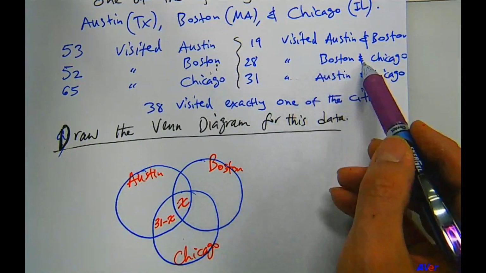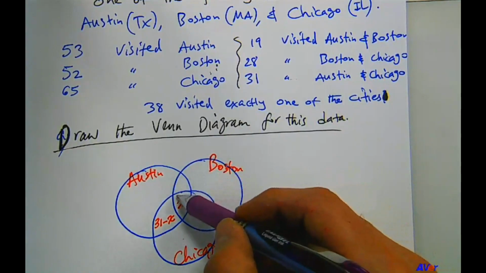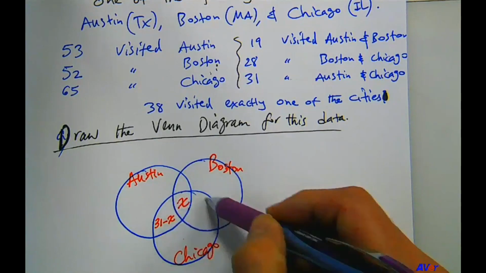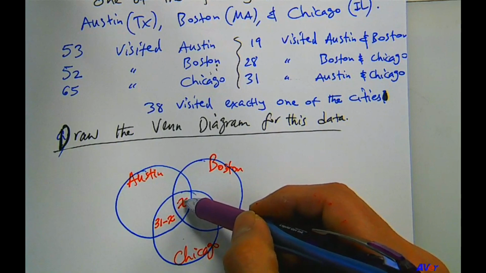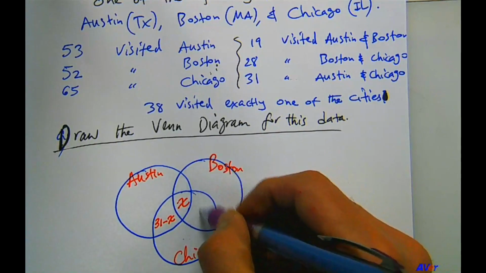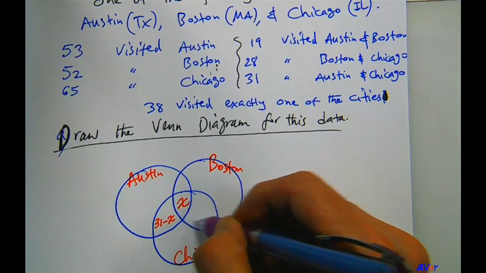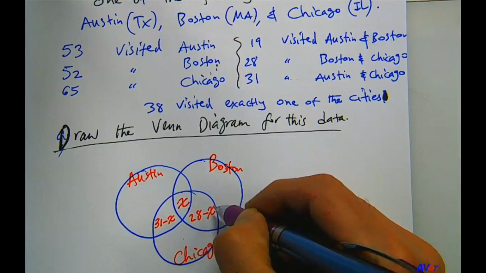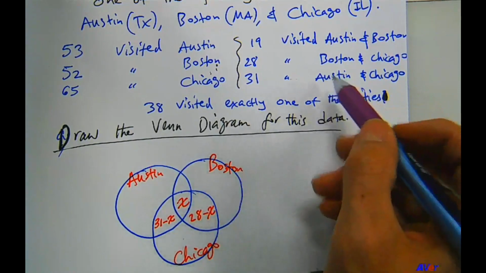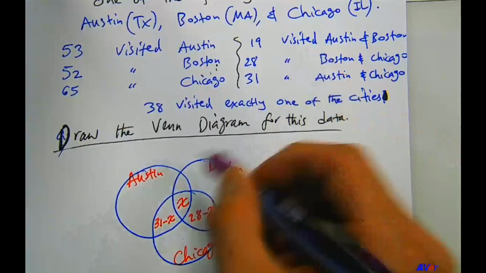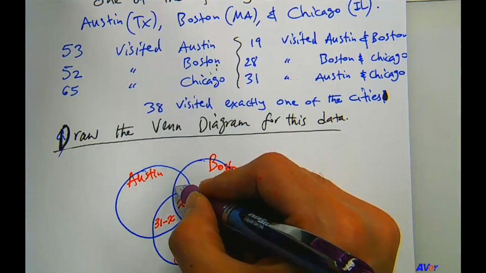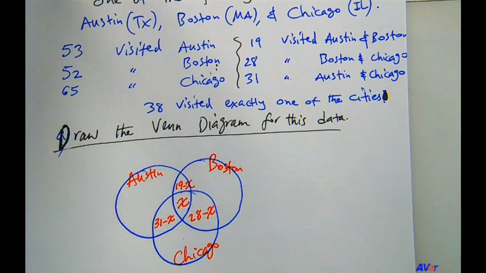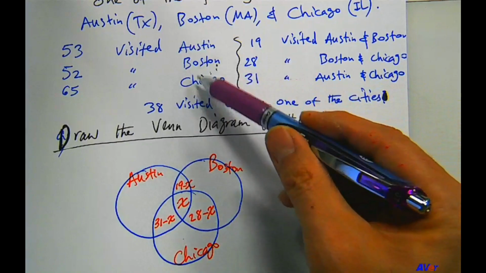Okay, for Boston and Chicago, that would be all of this junction area. So that whole thing is 28. If we knew what X was, then the number of people in this part, which would be just Boston and Chicago, would be 28 minus X. And then finally for Austin and Boston, that would be 19 minus X in this junction here. Okay, so let's work our way back up.